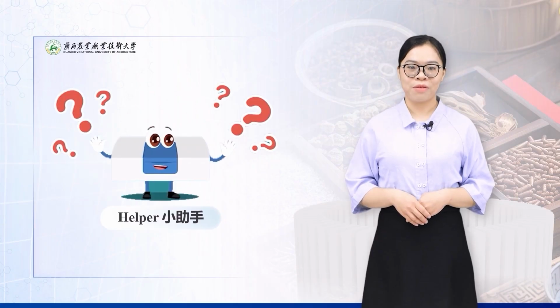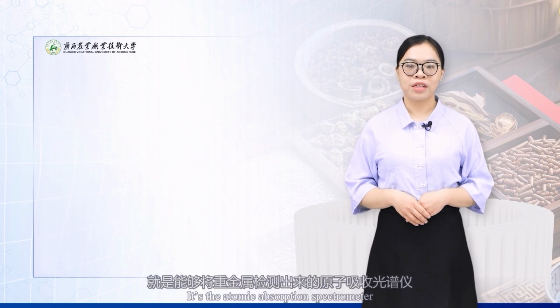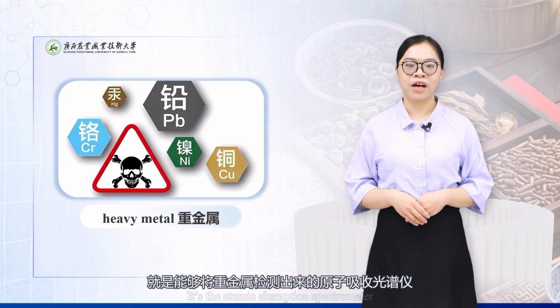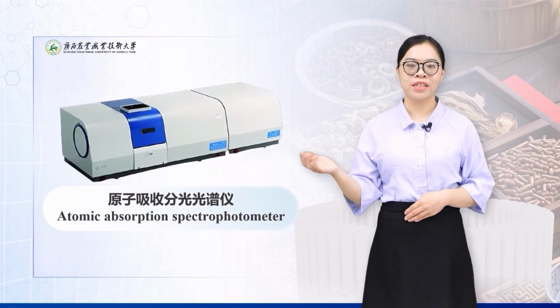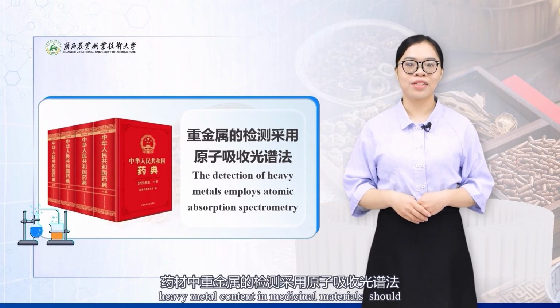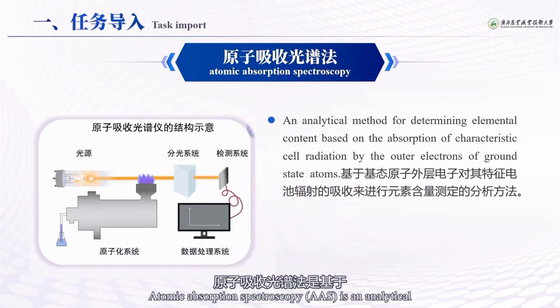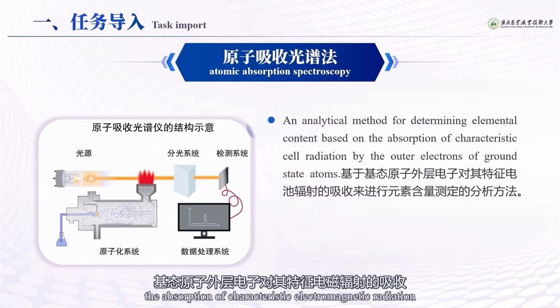Hello everyone. Do you know who the little helper mentioned above is? That's right. It's the atomic absorption spectrometer used for heavy metal detection. According to the Pharmacopoeia of the People's Republic of China, heavy metal content in medicinal materials should be determined using atomic absorption spectroscopy. Atomic absorption spectroscopy (AAS) is an analytical method for determining the content of elements based on the absorption of characteristic electromagnetic radiation by the outer electrons of ground-state atoms.